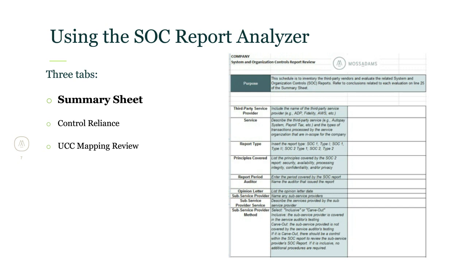The summary sheet presented here was designed with the purpose to inventory the third-party vendors and evaluate the related system and organization's control reports. Information such as type, audit period, if any subservice providers are listed, and bridge letters listing any material changes outside of the examination period are considered in the company's evaluation.